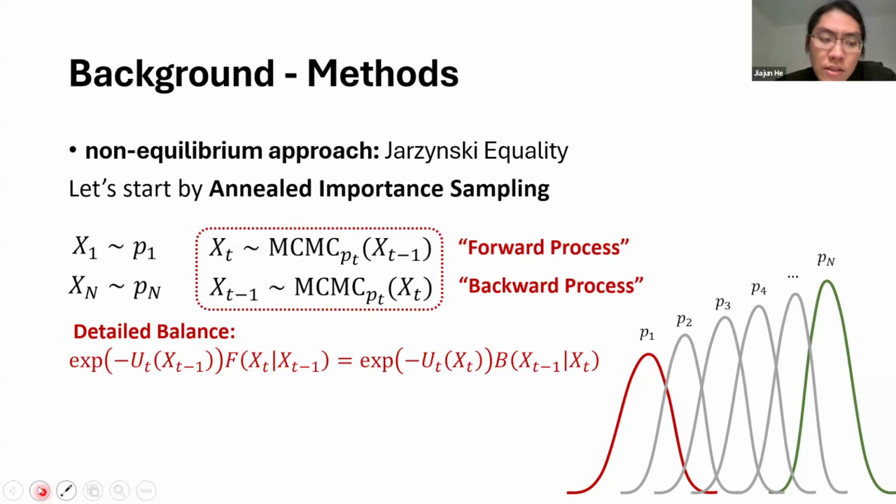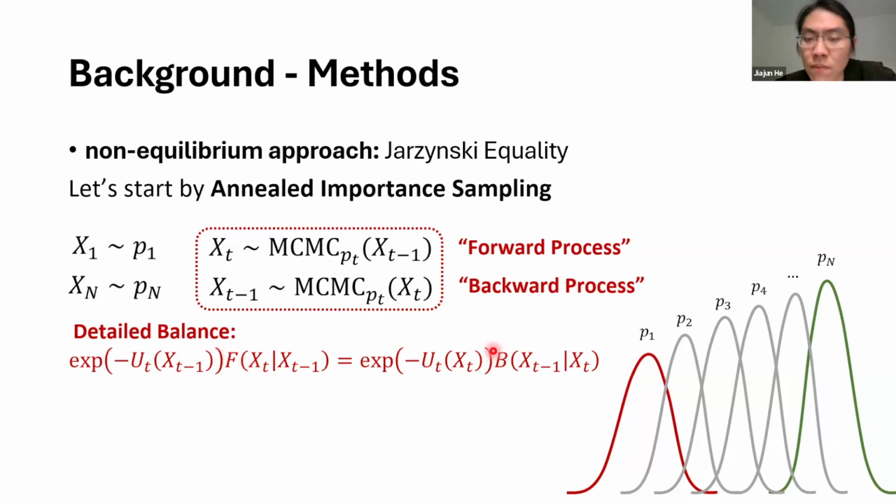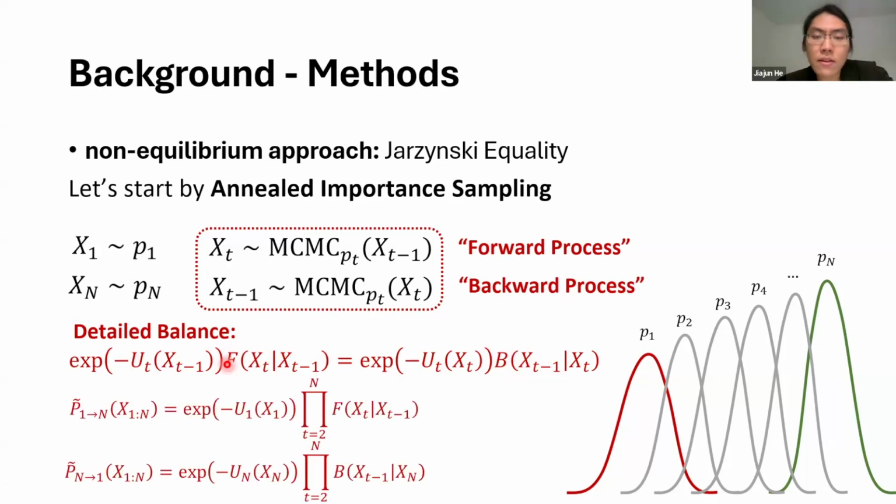So if we write this kernel in this way, we will have so-called detailed balance. And now this F and B are actually the same kernel. I just write it this way to emphasize that it's for forward and it's for backward. They are the same kernel that specify this detailed balance. And instead of doing importance sampling from P1 to Pn directly, we actually do importance sampling from the path going from P1 to Pn, with the target going from Pn back to P1. So this is the prior or the proposal.